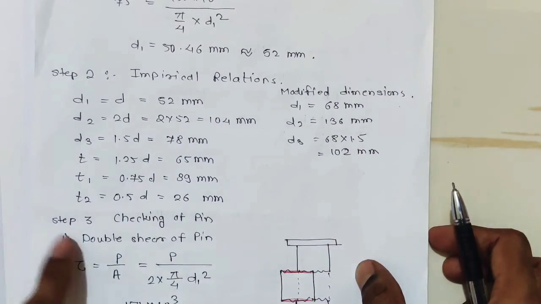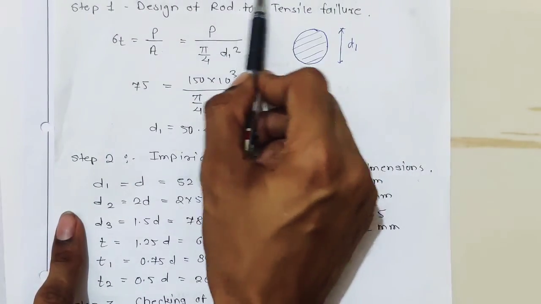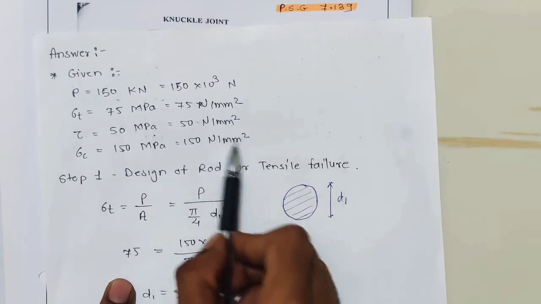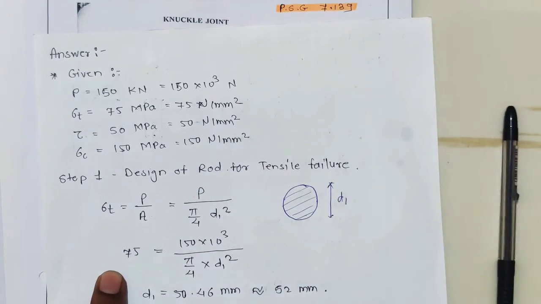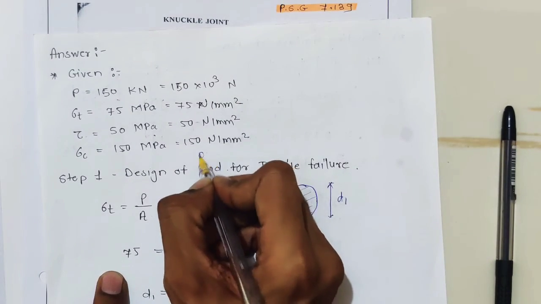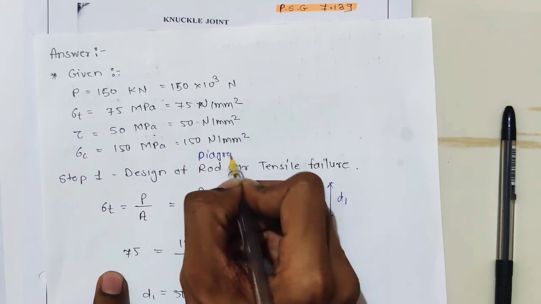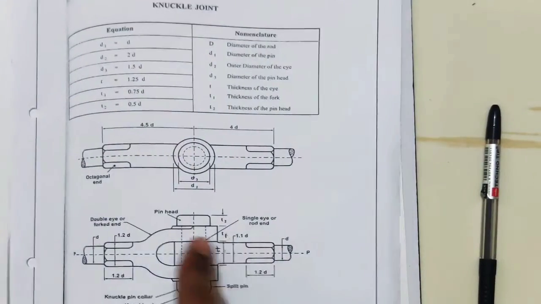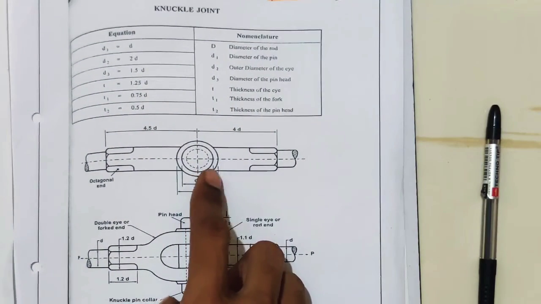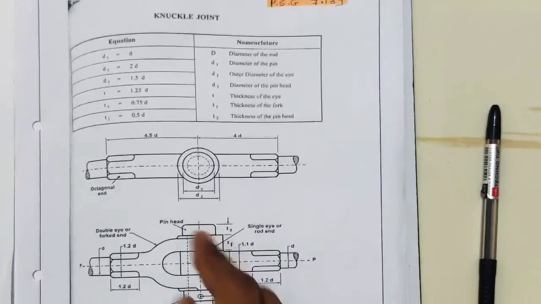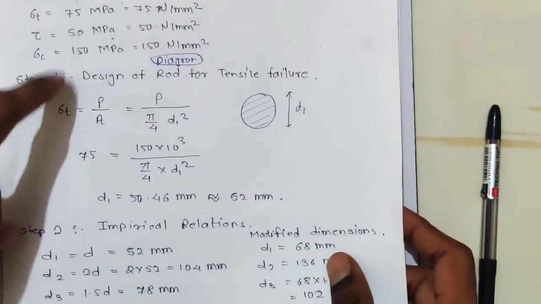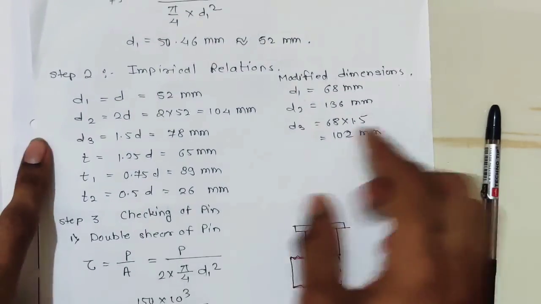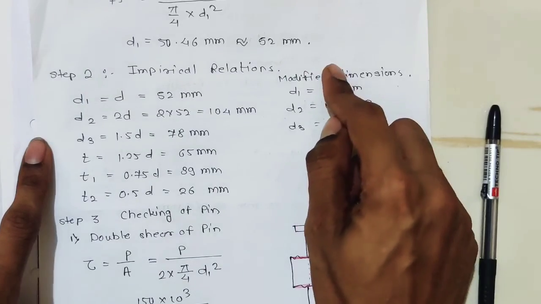Then you have to draw the diagram over here. Okay, so I'm just writing diagram over here. Here you have to draw the diagram of knuckle joint. Only this diagram, no need to draw the other diagram, only draw this diagram, it will be enough. After that, the empirical relation, just give the PSG page number.